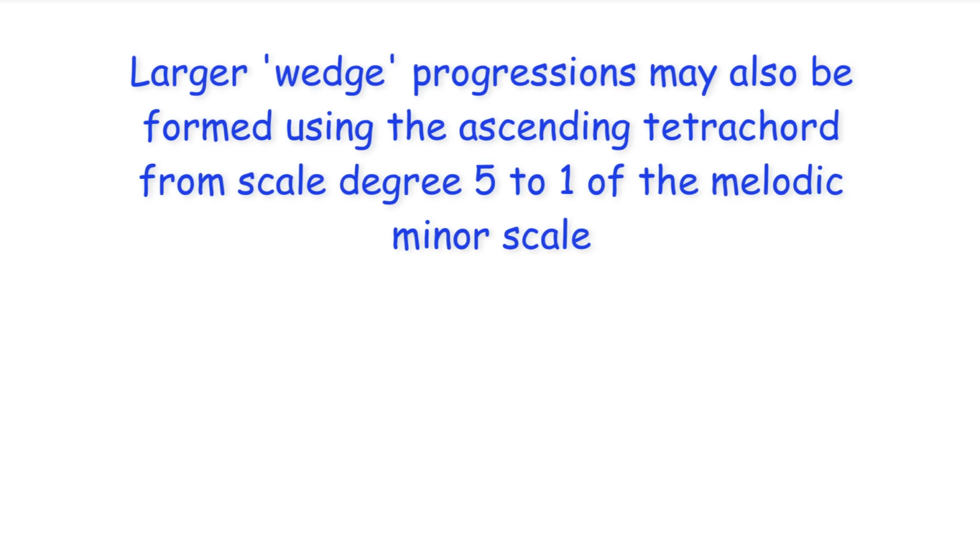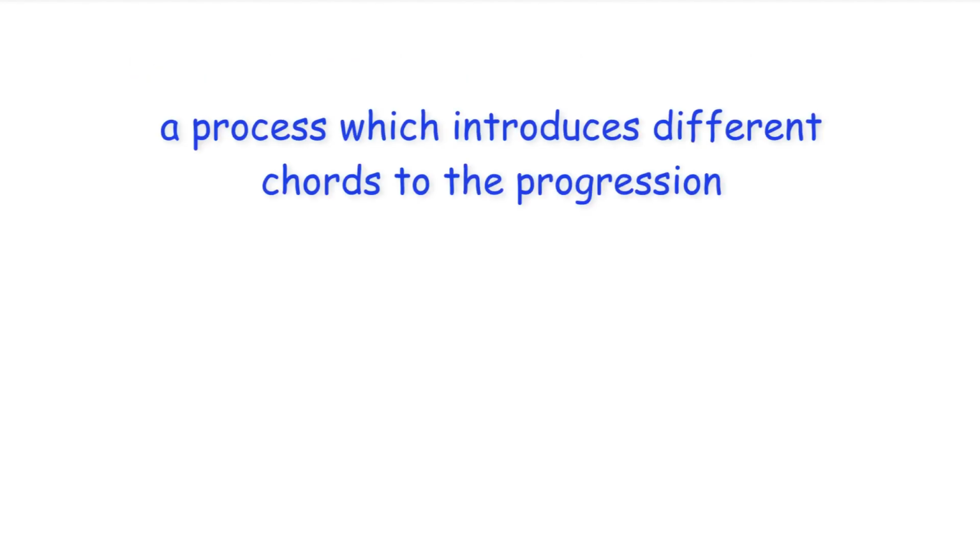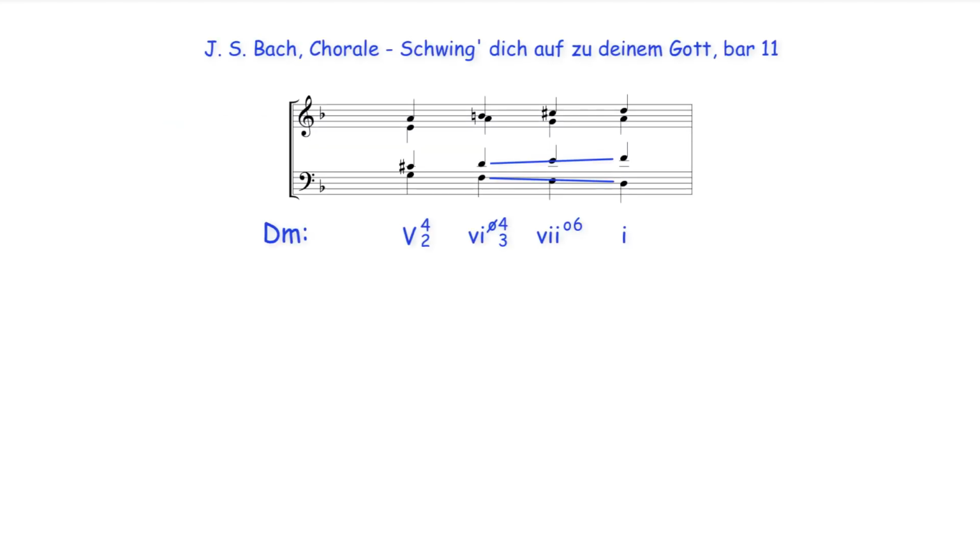Larger wedge progressions may also be formed using the ascending tetrachord from scale degree 5 to 1 of the melodic minor scale, a process which introduces different chords to the progression. Here, for example, the voice exchange suggests an expansion of tonic D minor harmony.